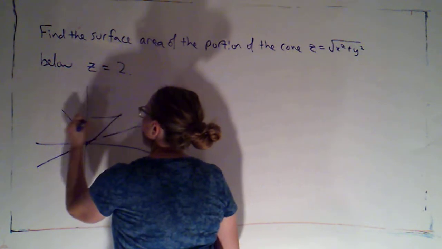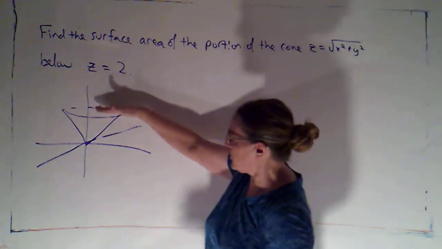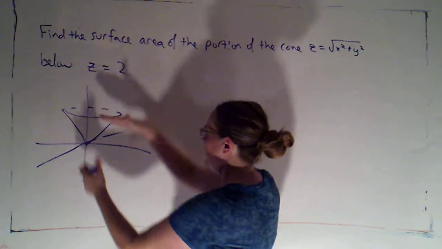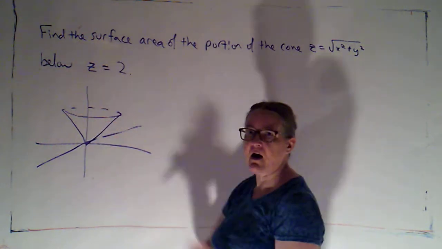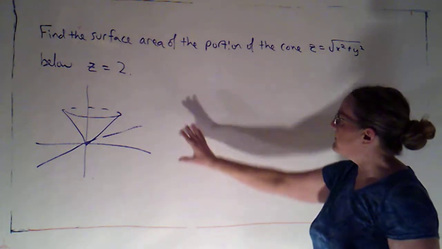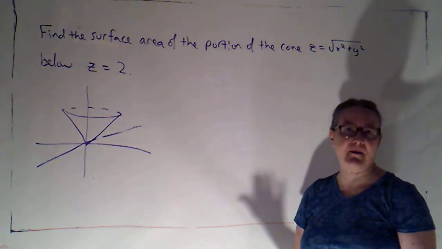This would just be my cone like so. And notice there's no covering on the top. We're just talking about the cone. There's no disc capping off the top there. Okay, so if I'm going to do this, and I want to do this using a parametric surface.